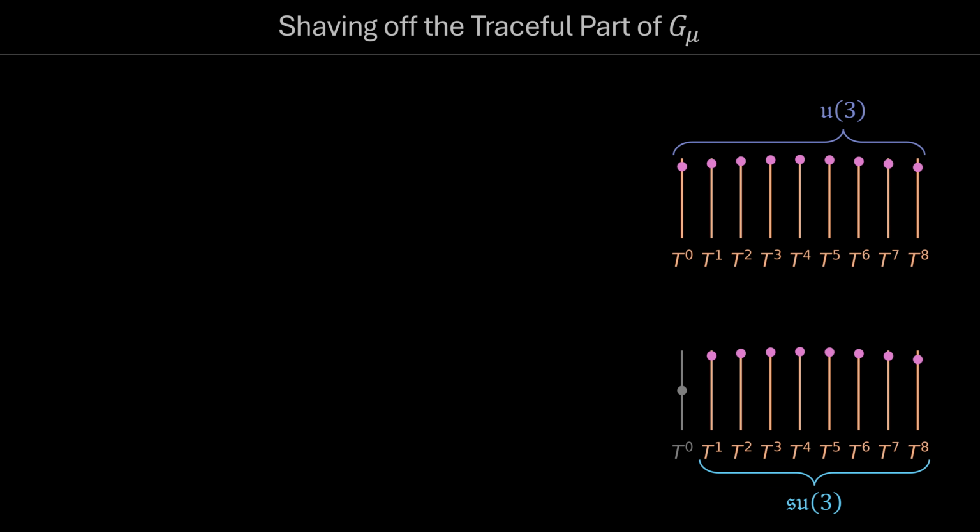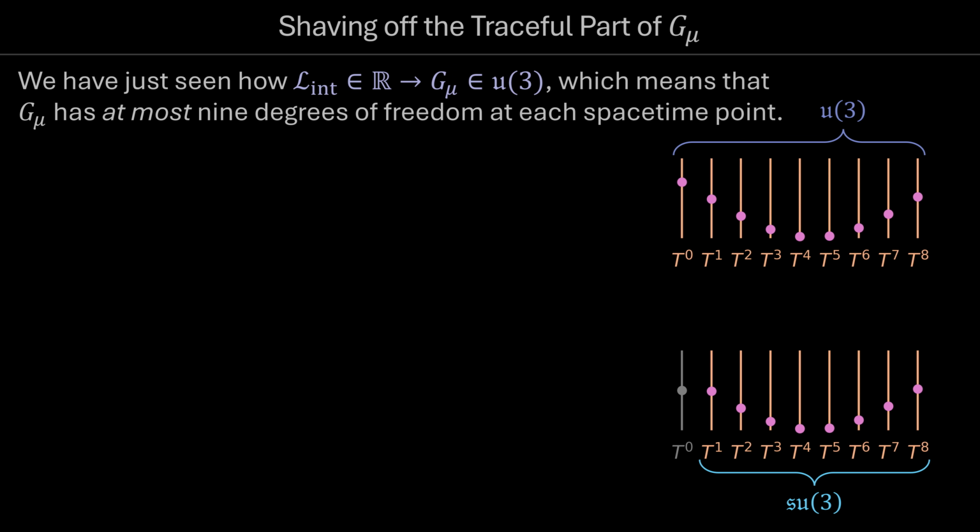Okay, so the next thing we're going to do is show that if G_mu has any trace, we can go ahead and shave that off without any loss of physical generality. What I mean by that is we've just seen that if we want the interaction term in our Lagrangian to be real valued, then the components of G_mu must be in the Lie algebra of U(3) because they have to be Hermitian matrices, and the Lie algebra of U(3) is precisely the space of all Hermitian 3x3 matrices.